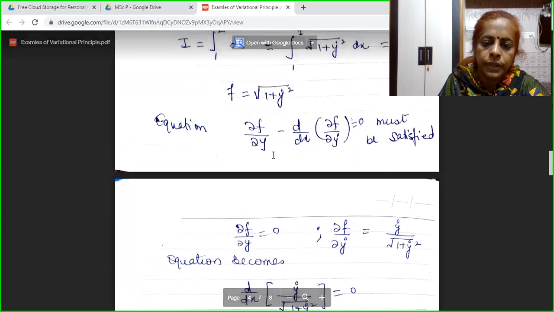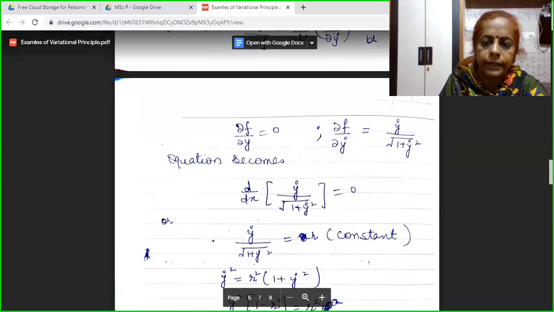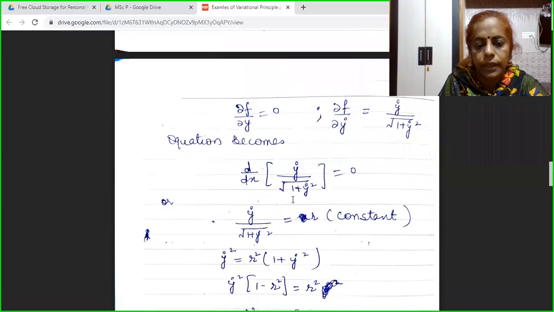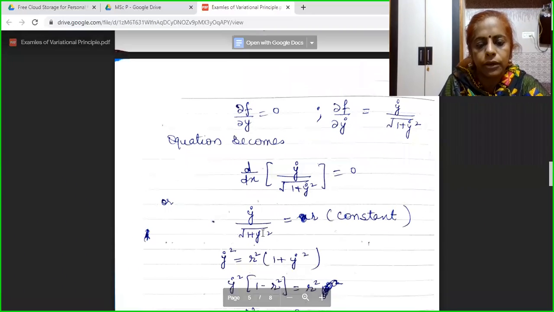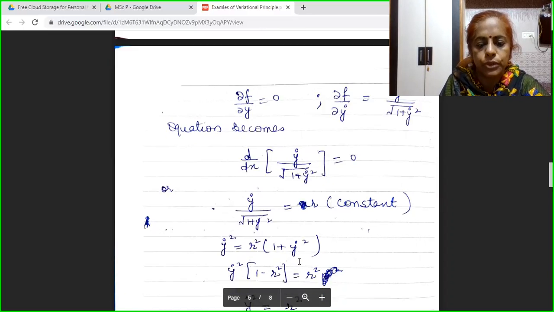Substituting these two values, my equation will become 0 minus d by dx of this term, which I have already found, and on this side I have 0. So integrating it, I get y naught upon root 1 plus y naught square equal to a constant of integration. I have written the constant as r. Now I am cross multiplying these terms and squaring. I get y naught square equal to r square multiplied by 1 plus y naught square.